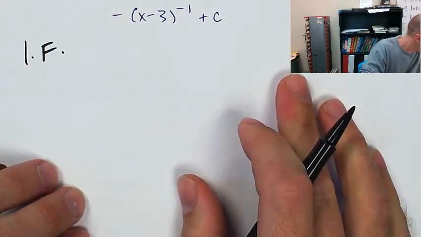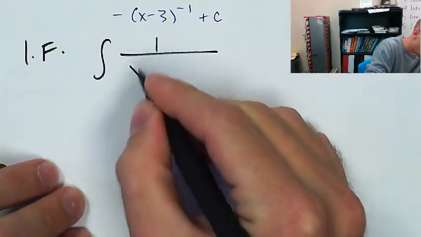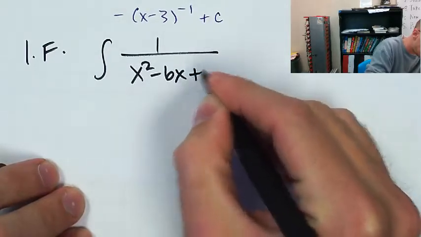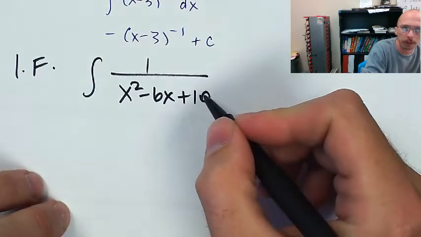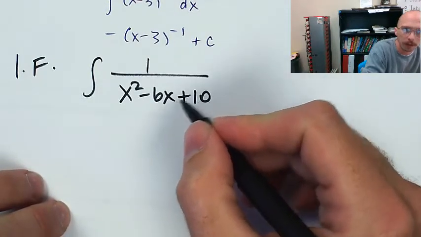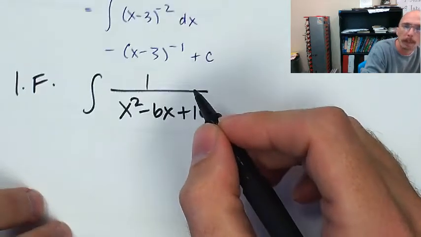1f is going to be 1 over x squared minus 6x plus 10. Okay, and 5 and 2, 9 and 1. This isn't factoring right. Okay, you look at it, and it's like, I can't factor this.